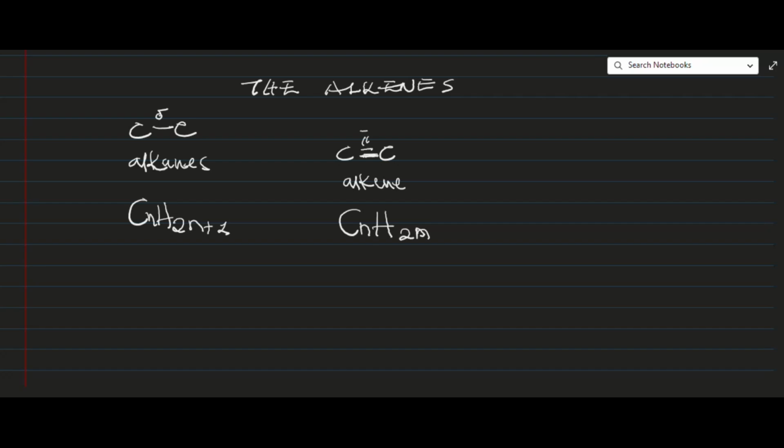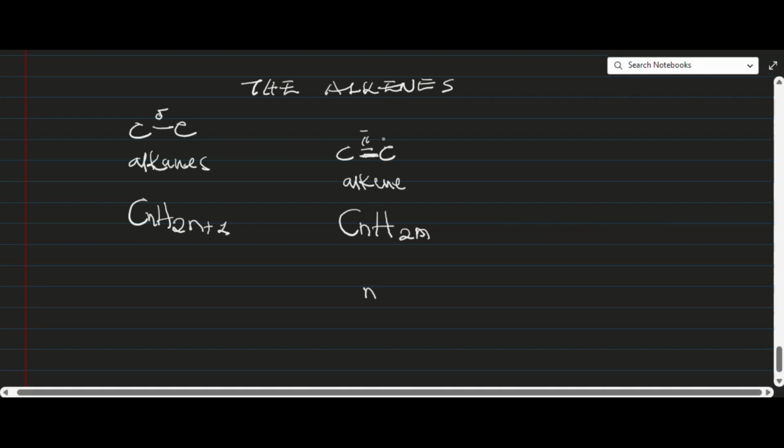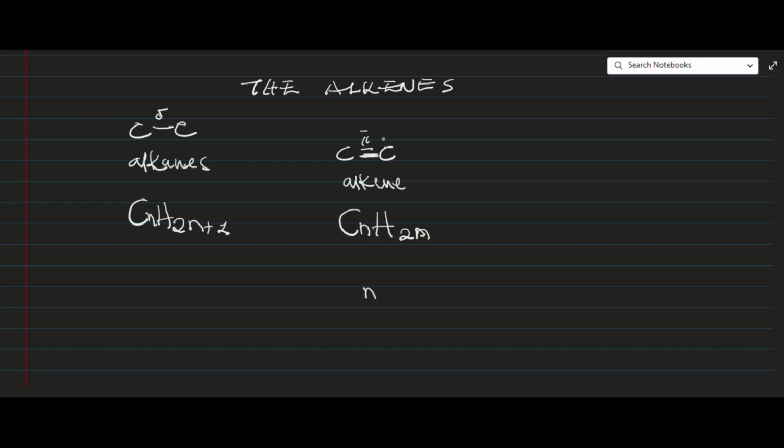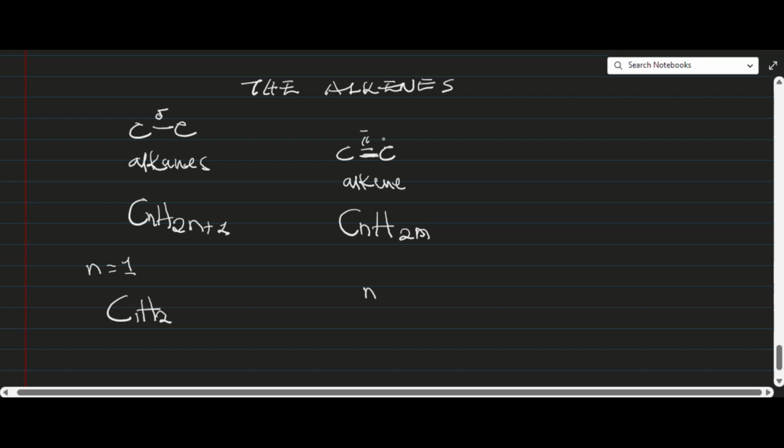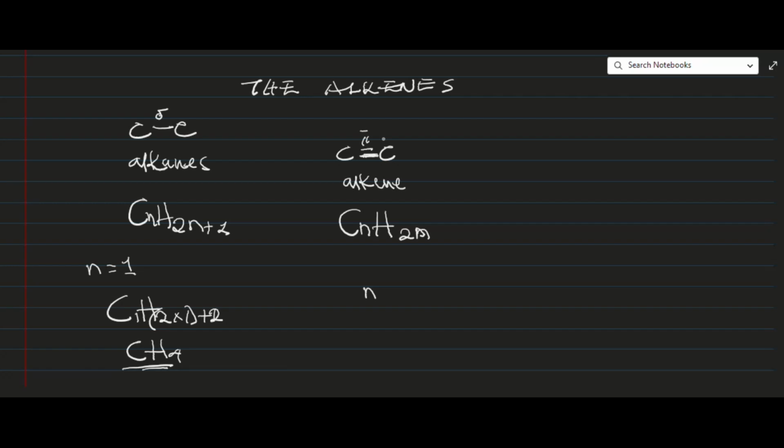Let's look at the simplest member. The simplest member would be when n equals 1. Is that possible? Let's see. Remember, for alkanes, when n equals 1, it is C1 H2 times 1 plus 2, which is CH4.